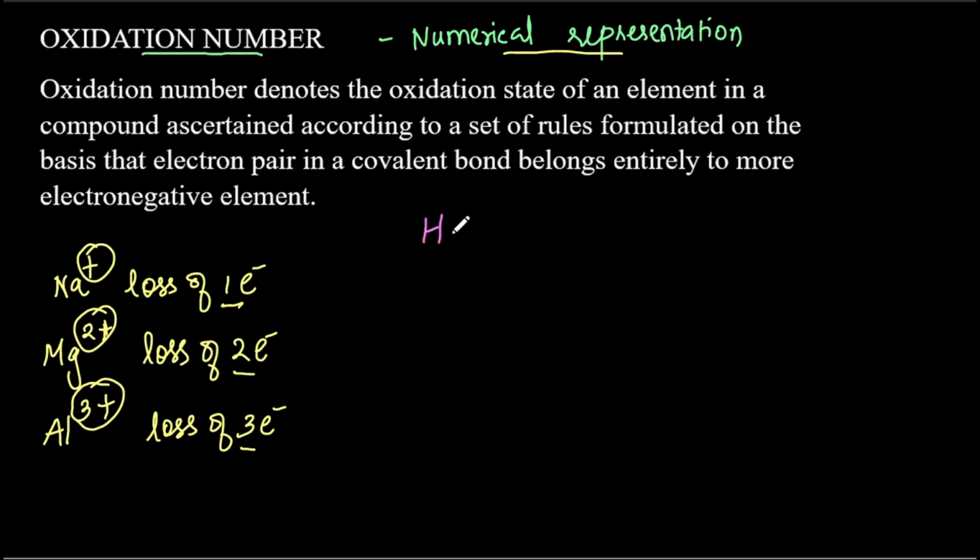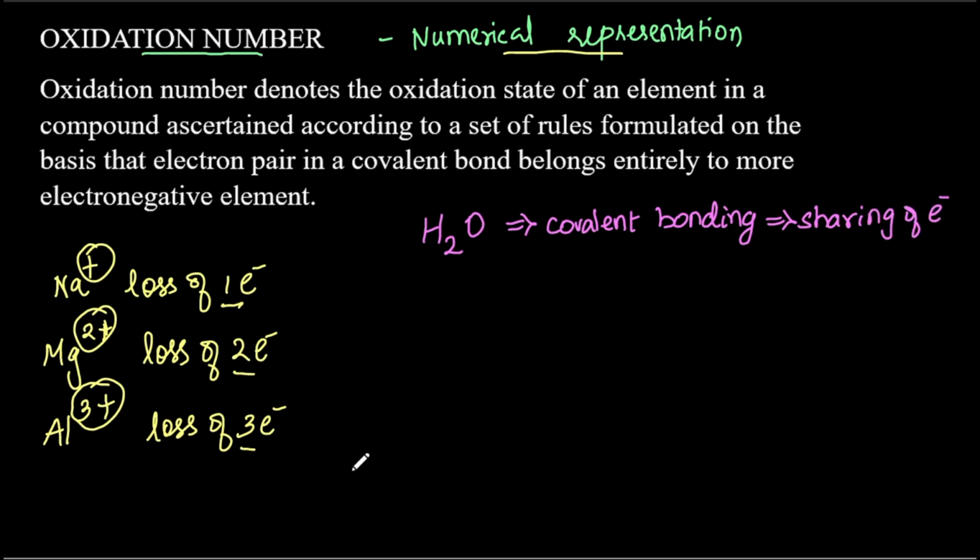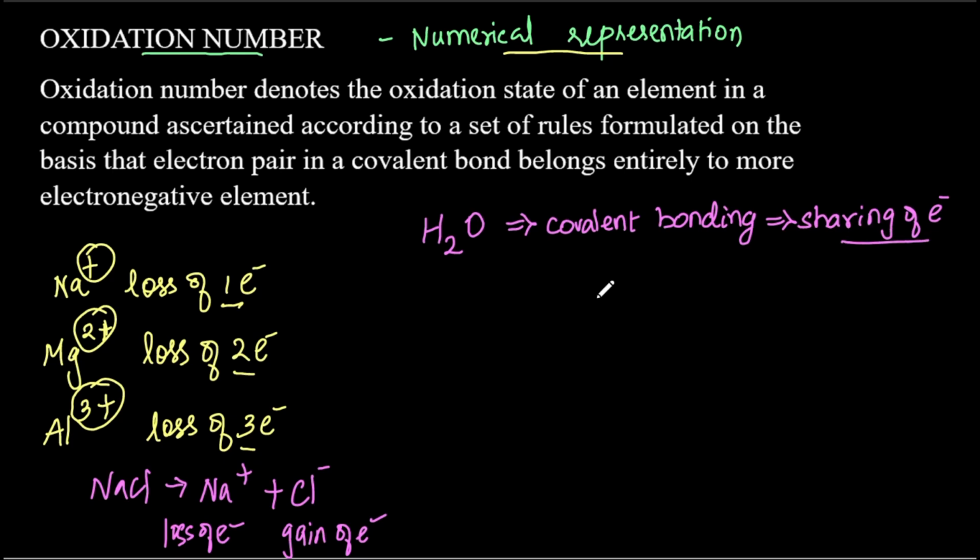But take the compound H2O, water molecule. A water molecule is formed by what? It is formed by covalent bonding. How is a covalent bond formed? It is formed by sharing of electrons. When I write NaCl, you can clearly write it is Na+, Cl-. What is Na+? Na+ is loss of electron. What is Cl-? Cl- is formed by the gain of electron. But in case of the water molecule, there is no formation of ions because it is sharing of electron.